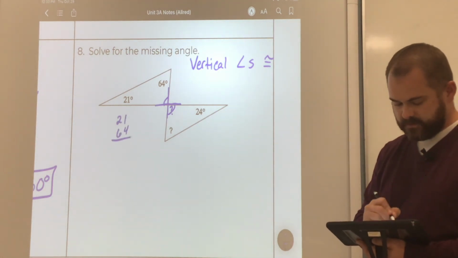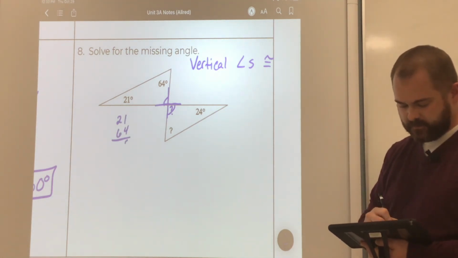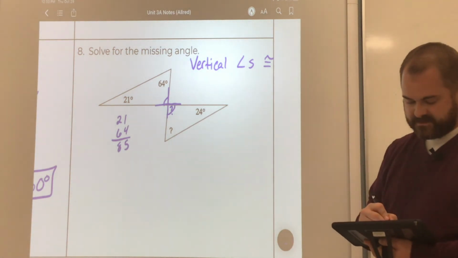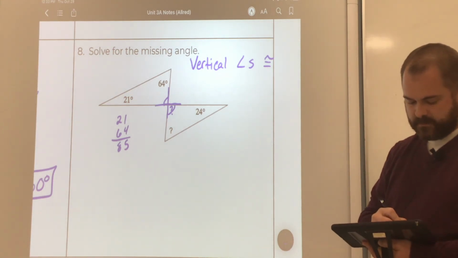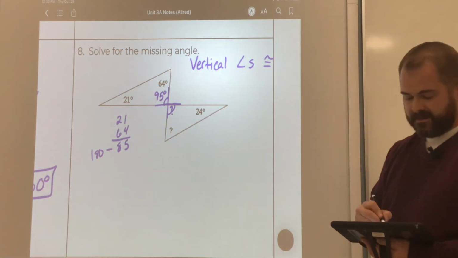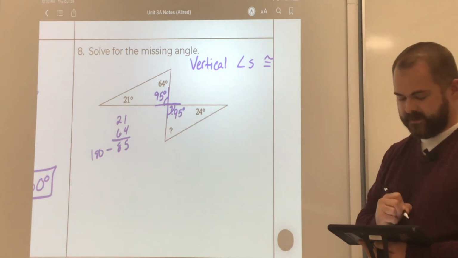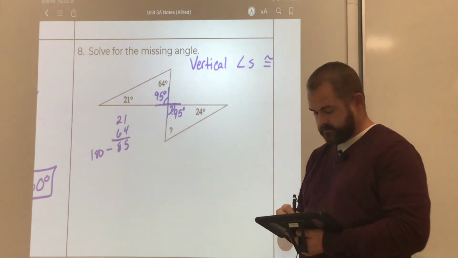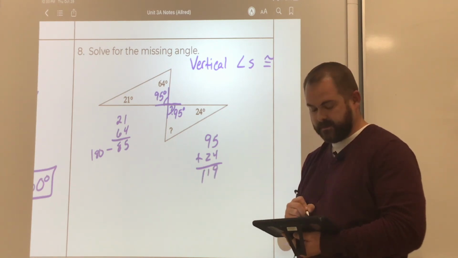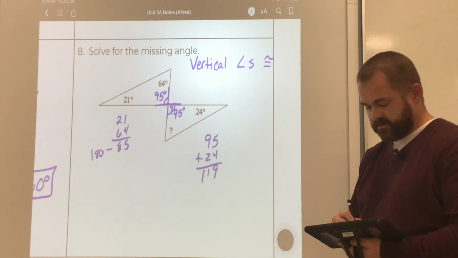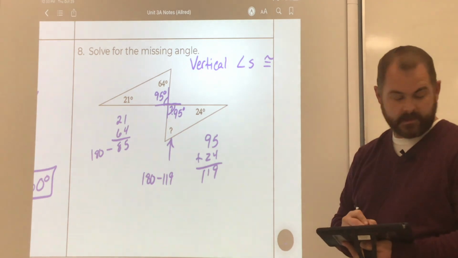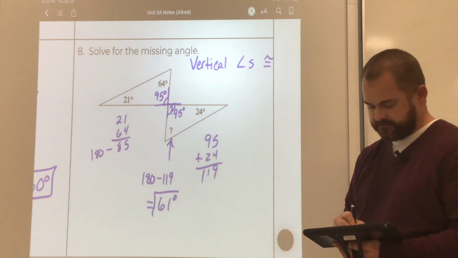Okay, so as I work through this, 21 plus 64, do the math on the screen for you, it's 85, okay? So, since these two add up to 85 degrees, 180 minus 85 is 95 degrees for this angle. And since this angle is 95, this angle is also 95. And then I can add those two together. 95 plus 24, that's 119 degrees. So this angle that I'm looking for is 180 minus 119, which is 61 degrees.